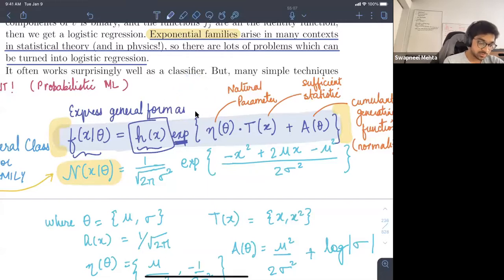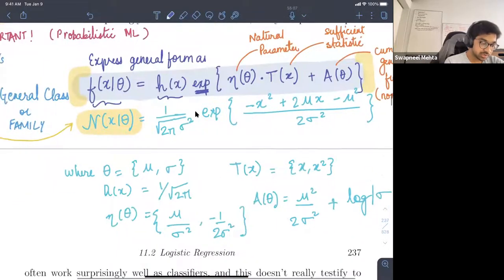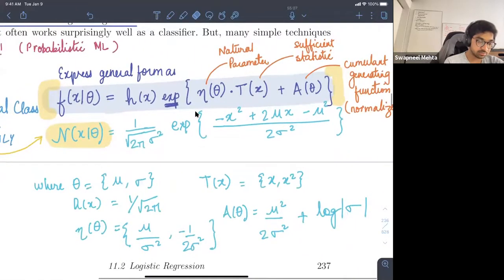And that's why this thing cannot be negative, because then this function will be negative and it won't be a valid probability density function. So yeah, non-negative function. What is this eta of theta? It's called a natural parameter. That's all you really need to care about.